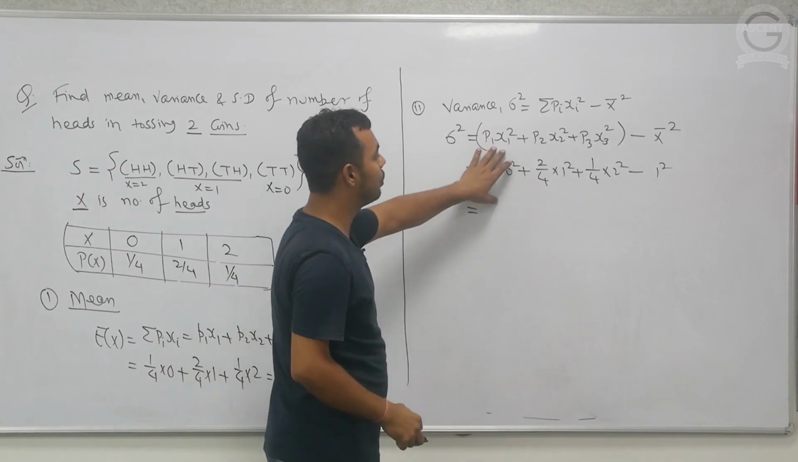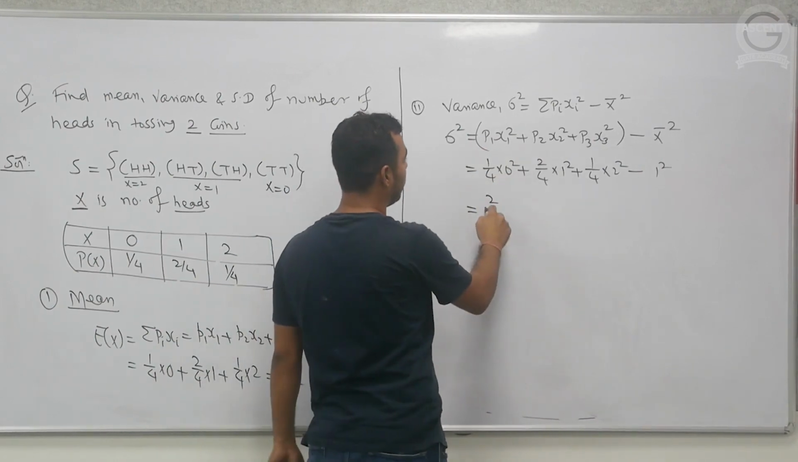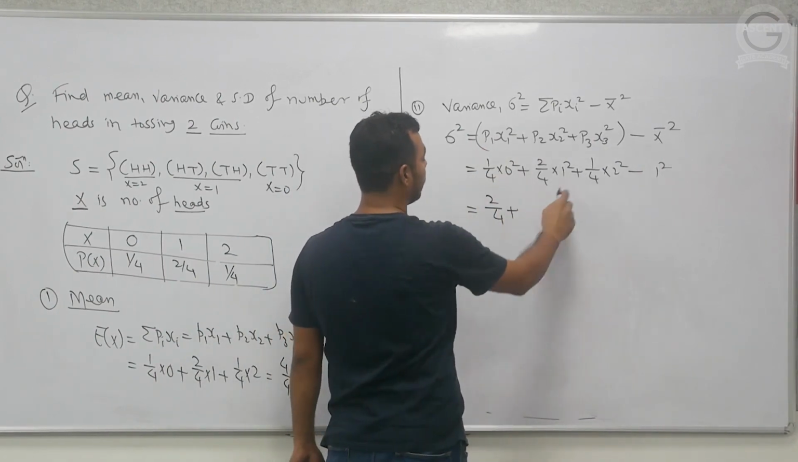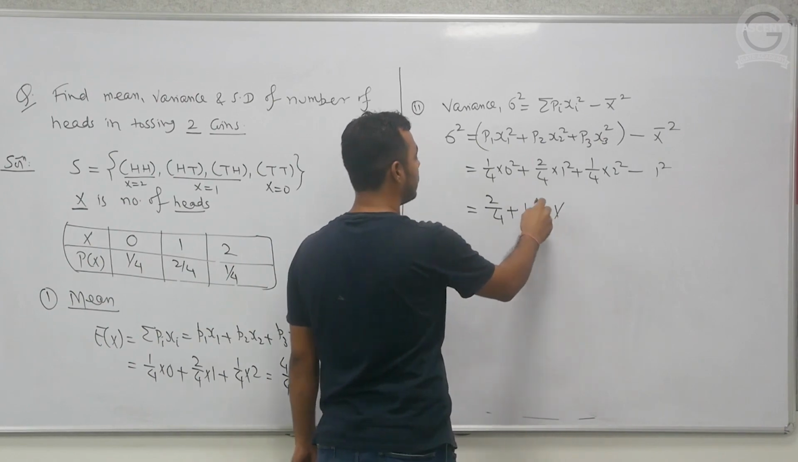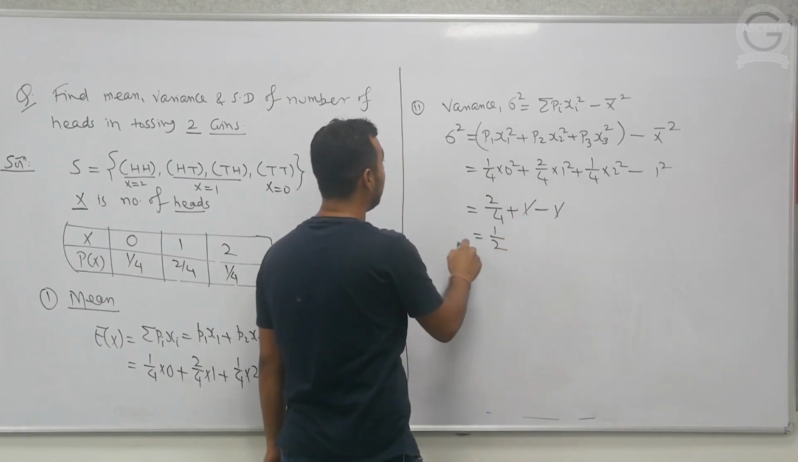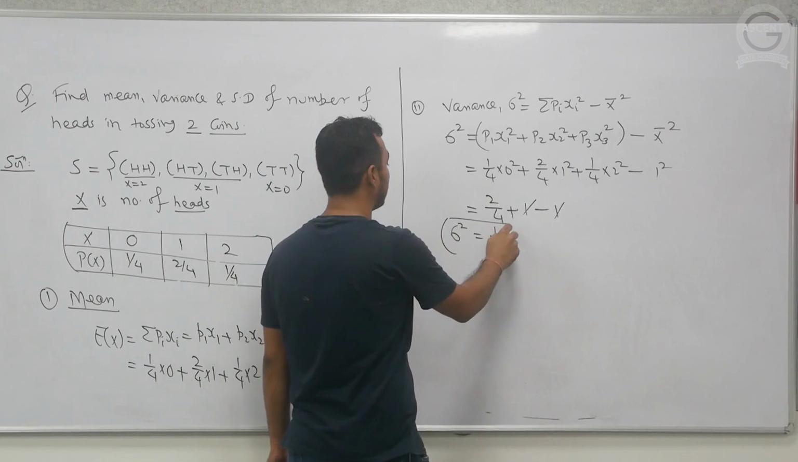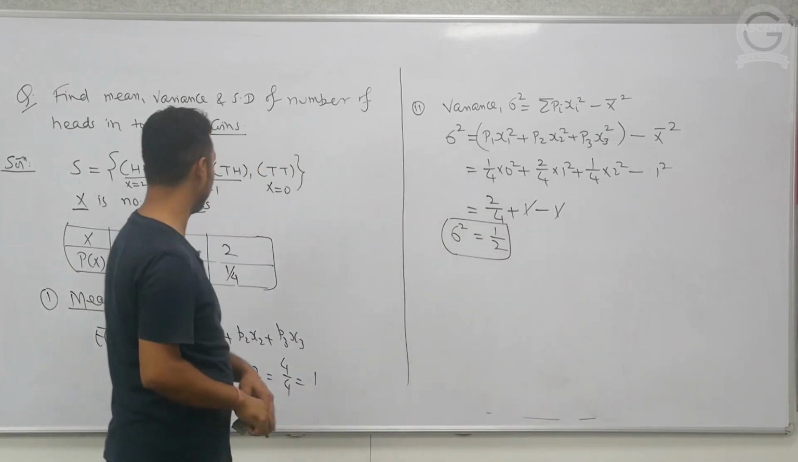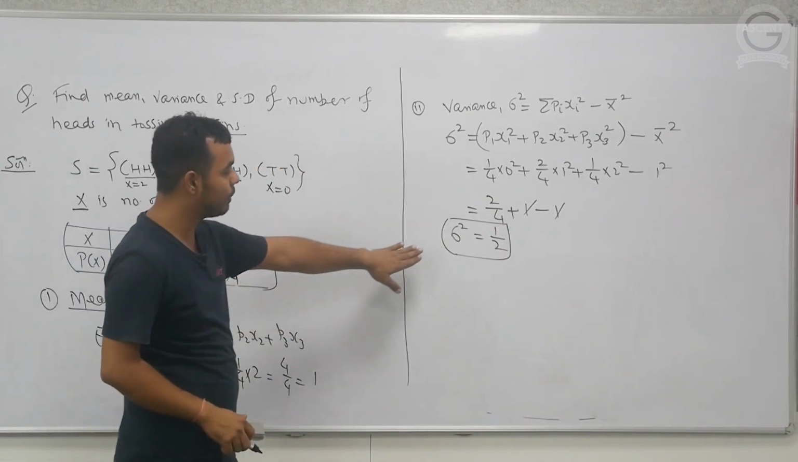So this will be 0, 2 by 4, you will get 2 by 4 from here, 4 by 4, this will be 1, minus 1, these two will cancel. So finally your variance sigma square is 1 by 2. So mean is 1, variance is 1 by 2.